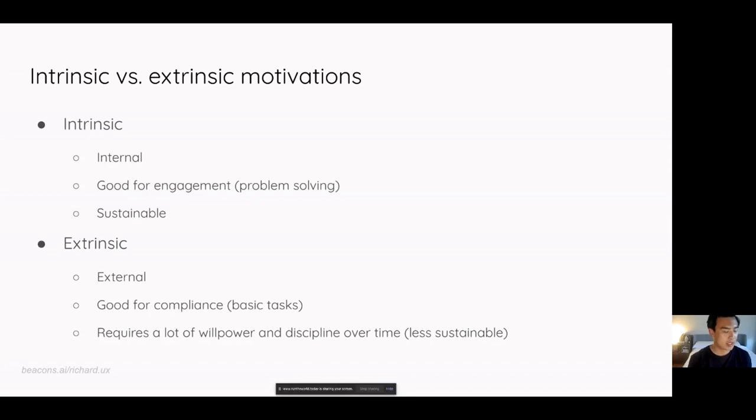Because this type of motivation comes from within, it's very sustainable. Extrinsic motivation is obviously external. So there's some external factor that's motivating them. And it's very good for compliance in terms of getting people to do a basic task one or a few times. However, it requires a lot of willpower and discipline over time and therefore becomes less sustainable because external motivations definitely lose their effect over time and you need to increase the intensity for the same result. And also they tend to be very costly and hard to maintain.